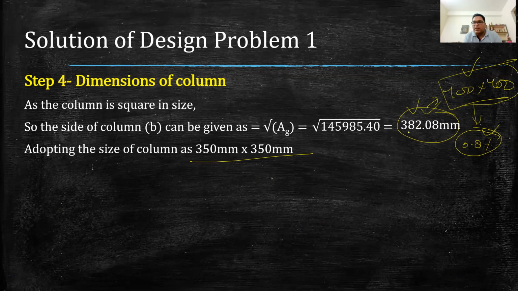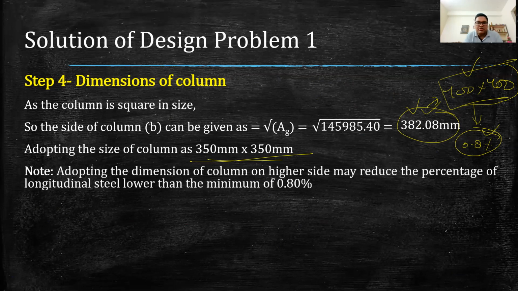lower side. So I have rounded off this value to the lower side, say to get a standard size of say 350 by 350, and that is the reason it is written here also. Adopting the dimension of column on the higher side may reduce the percentage of longitudinal steel lower than the minimum of 0.8%. So that is why we have rounded off the value to the lower side. So that is the reason there.